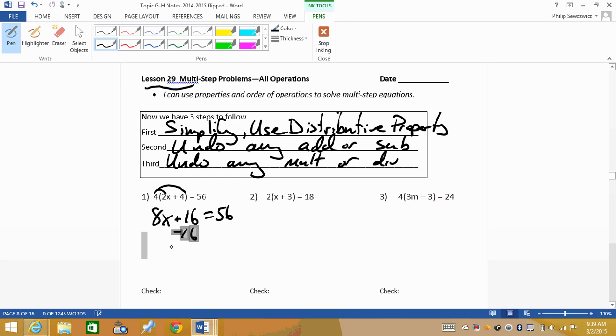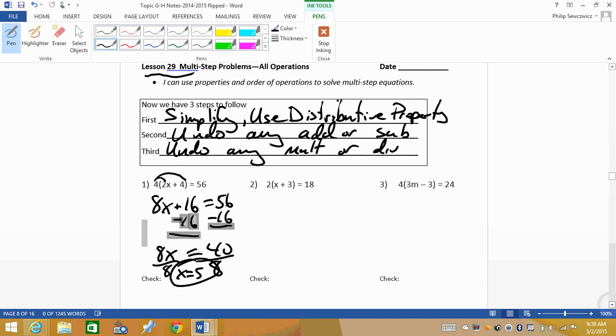So that's why we're going to undo any addition or subtraction. To undo the adding of 16, we are going to subtract 16 from both sides. So all that we've got is 8x on our left-hand side, and on the other side, 56 minus 16, that is 40. Now we're going to undo any multiplication or division. So instead of multiplying by 8, we are going to divide by 8 because that is the opposite. And we get an answer of x equals 5. I kind of ran out of room there.